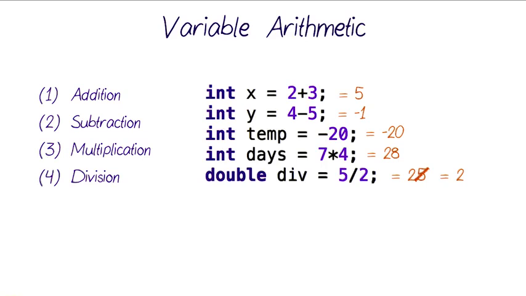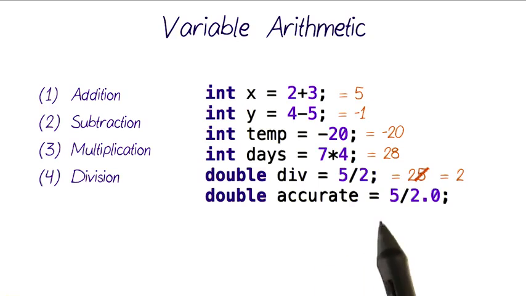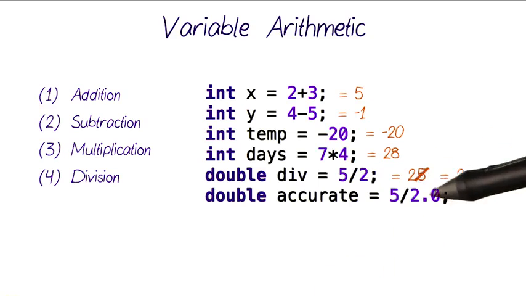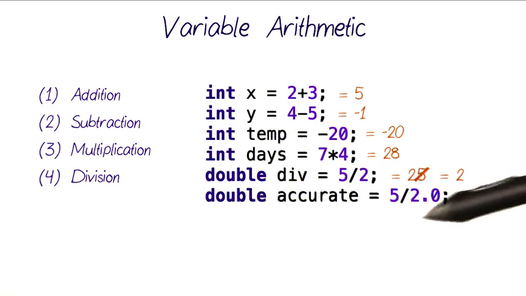But if you want to calculate the accurate division result, you have to make sure that at least one of those two numbers is a double itself. Like, for example, this. Double accurate equals 5 divided by 2.0, which is the exact same value as this, except that 2.0 now forces this division to result in a double value and store that into our variable accurate.